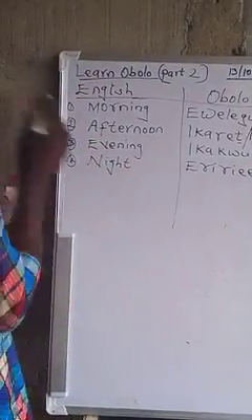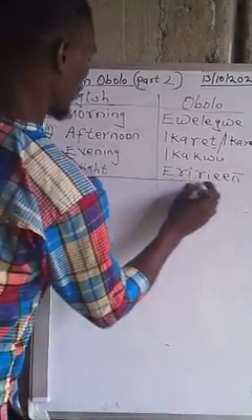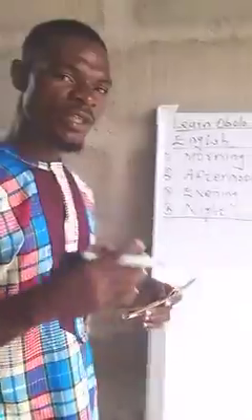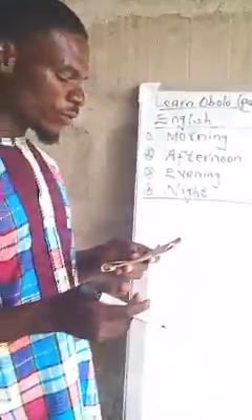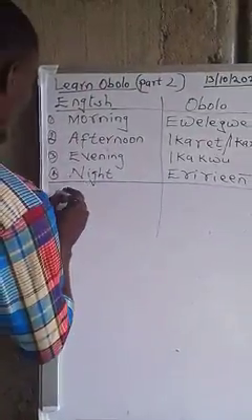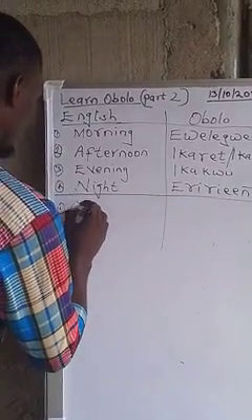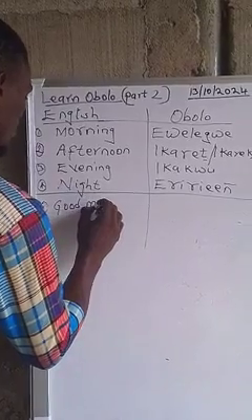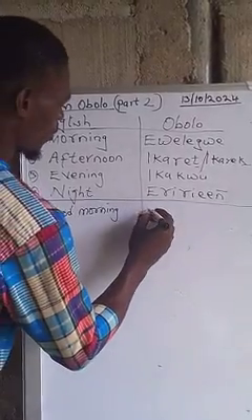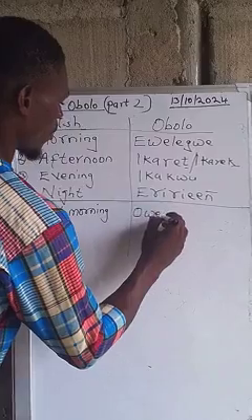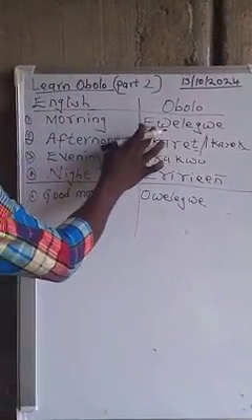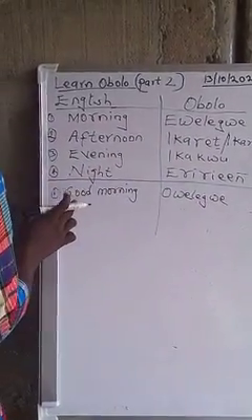Alright. So if you want to say good morning, good afternoon, good evening, and good night, let's go. 1. Good morning. In Obolo, you have Owelewe. From this Ewelewe, you have Owelewe.